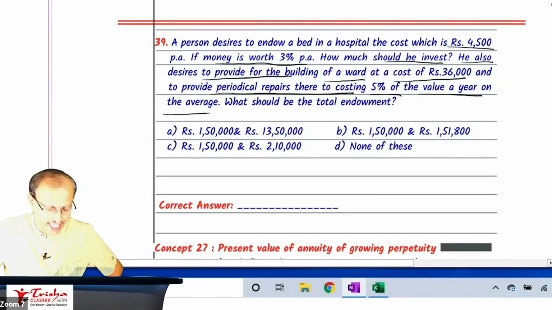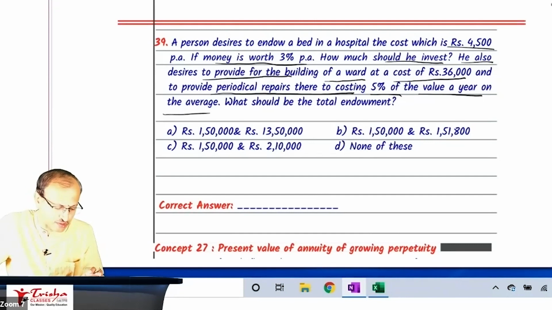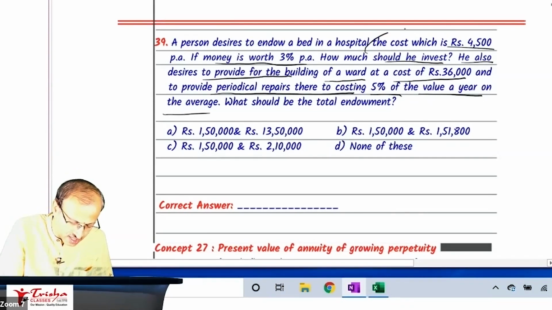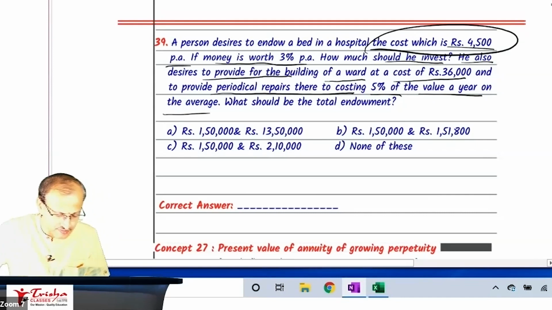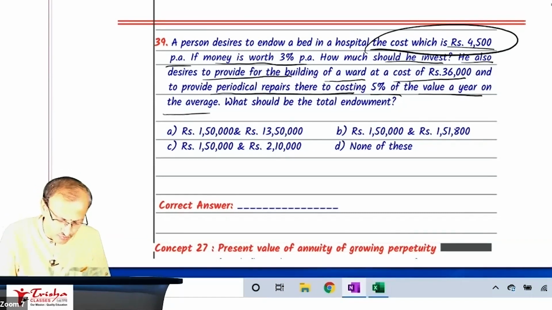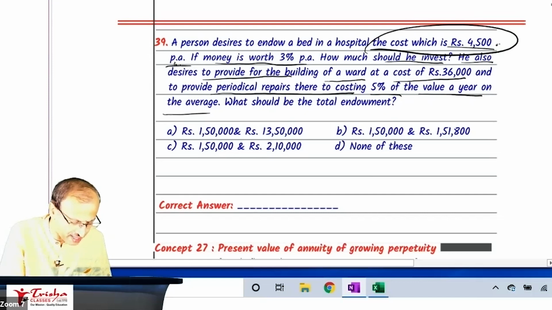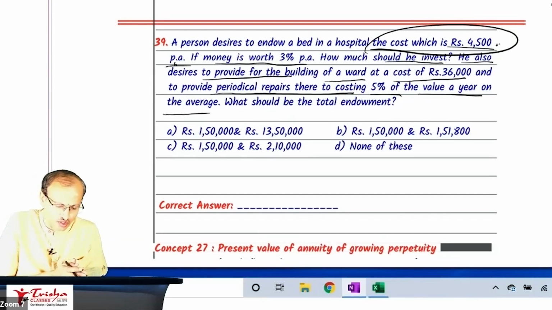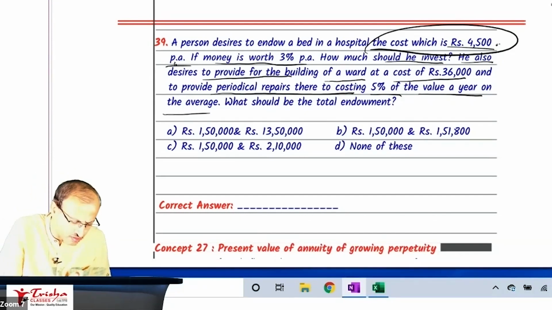Let me read the first part of the question. A person desires to endow a bed in a hospital at the cost of 4,500 per annum. He would like to donate to the hospital 4,500 every year. Not once, it is per annum. If money is worth 3% per annum, how much should he invest? If you have how many rupees today, you can provide to a hospital 4,500 every year.